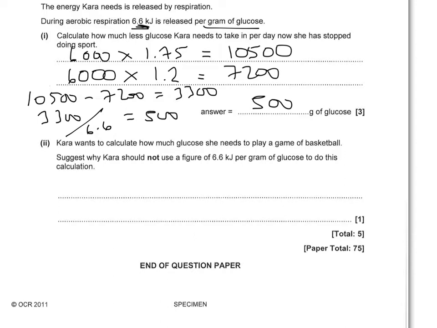Cara wants to calculate how much glucose she needs to play a game of basketball. Explain why Cara should not use a figure of 6.6 kilojoules per gram of glucose to do this calculation. So there's one mark saying that some of the glucose will be used in anaerobic respiration, which does not produce as much energy, or some of the energy released will be from anaerobic respiration, so less energy is made per gram. So the idea that anaerobic respiration will be happening, and that releases less energy than aerobic respiration.